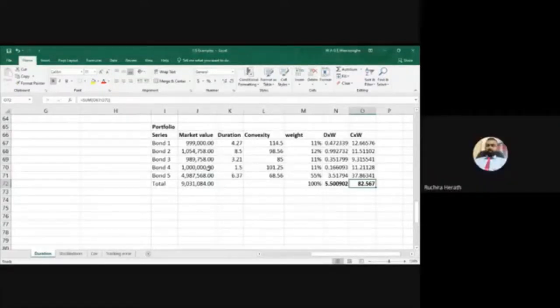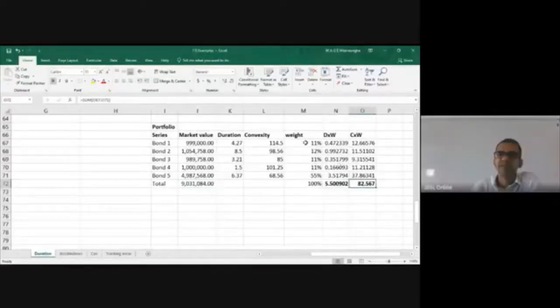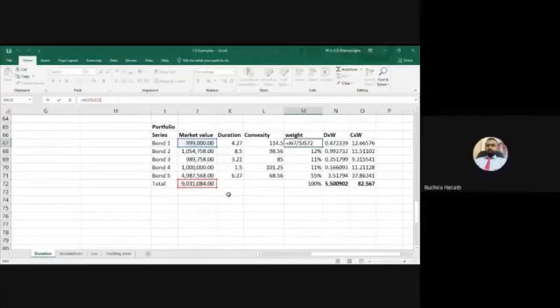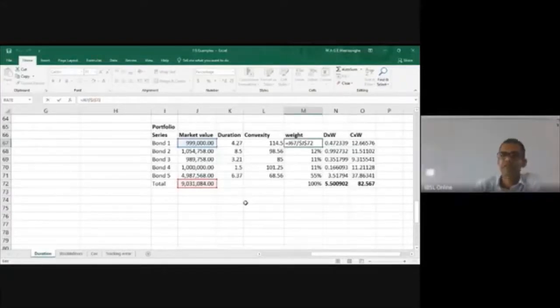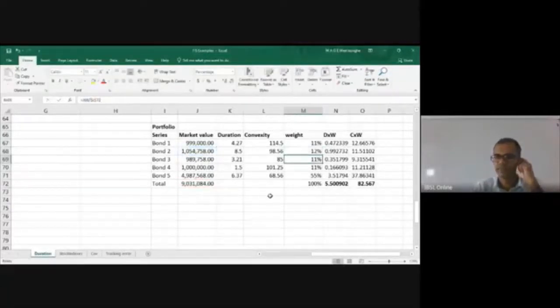So how are we going to calculate the weight? Can you explain that? So weight is the market value of a particular bond divided by the total value of the portfolio. If you go to the second one, market value divided by the total. Clear? Okay.